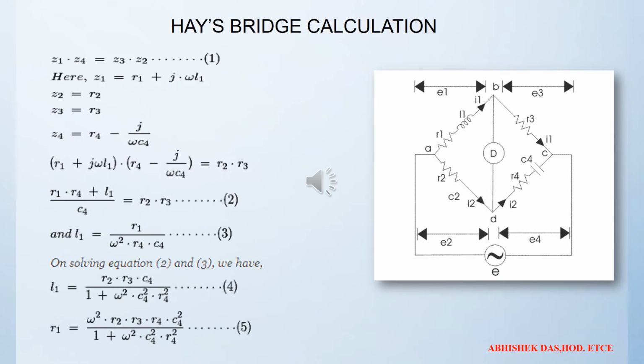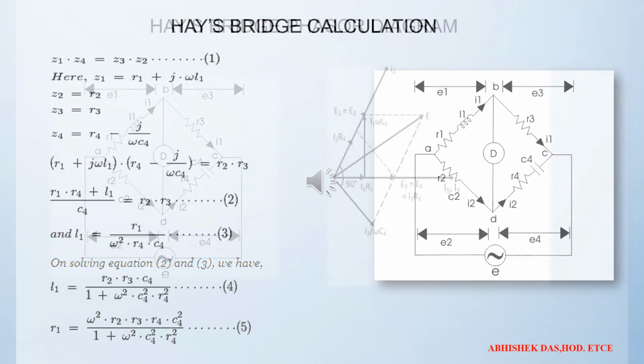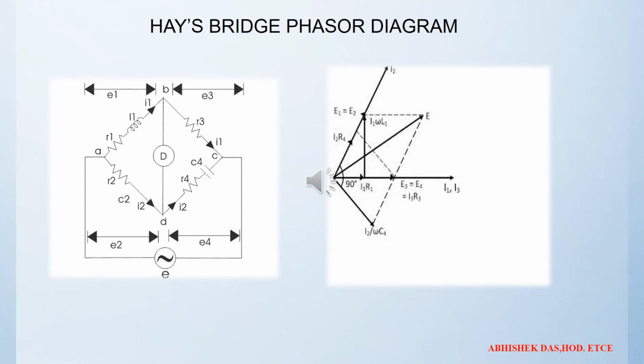And here you can see the equation of the Hay bridge. Same method, you have to calculate the impedance value of each arm. From there, you can calculate the inductance value and the resistance value. And this is the phasor diagram of the Hay bridge.